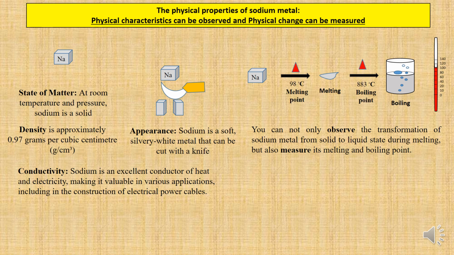One more important property of sodium metal is its conductivity. Sodium is an excellent conductor of heat and electricity, making it valuable in various applications, including in the construction of electrical power cables. Another important property of sodium metal is that it is malleable and ductile. So what do you mean by malleable? Sodium metal can be hammered into sheets, and it can also be drawn into wires. So malleable means it can be transformed into sheets, and ductile means it can be drawn into wires.